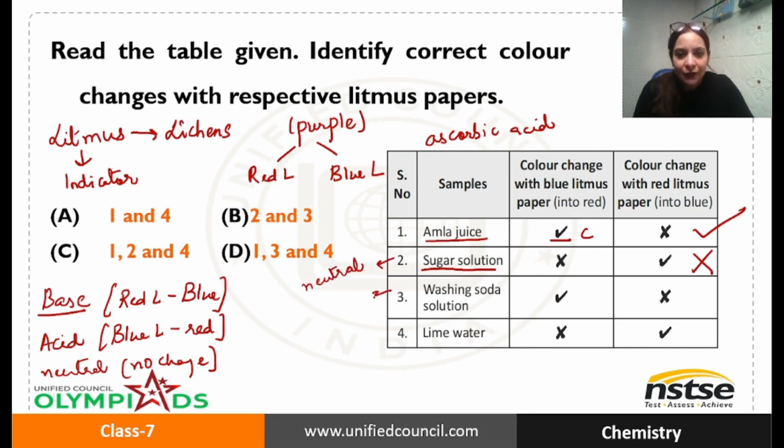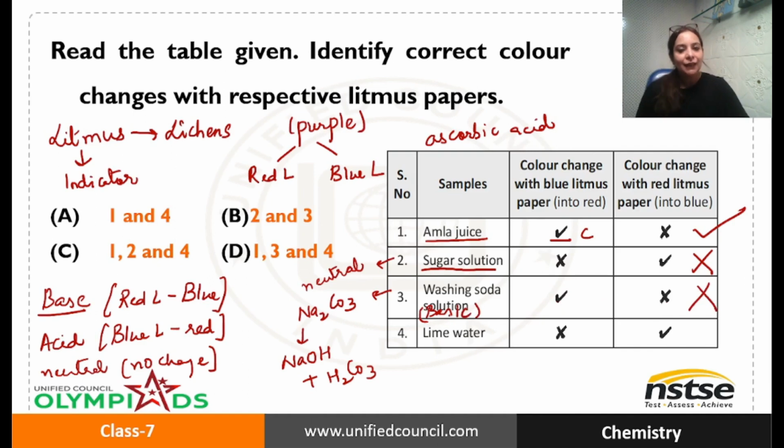Washing soda is Na2CO3. Washing soda solution is formed of NaOH and H2CO3, that is, a strong base and a weak acid. Because it is formed of a strong base, its nature is basic. Now the information given is that bases turn red litmus blue, and here it is given that it turns blue litmus red. The information given is incorrect.